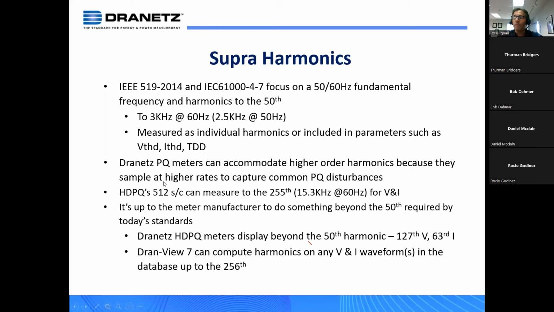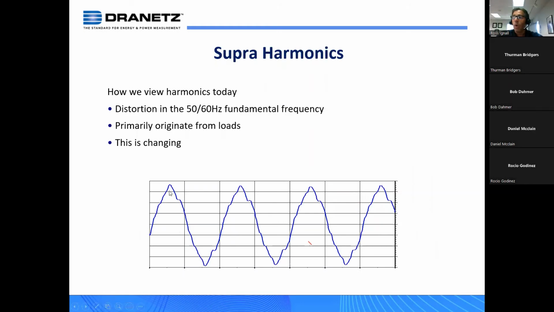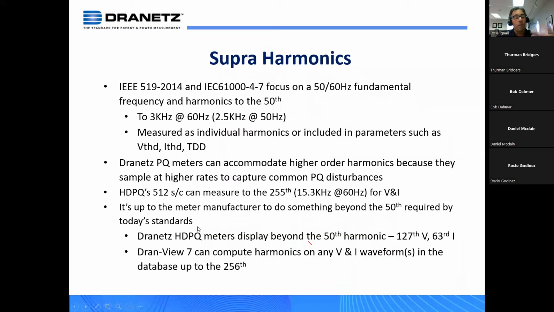So what that means in theory, we have the HDPQ family and some of our other products. They digitize at 512 samples per cycle. I'll just go back a slide. I take one AC cycle and I have 512 digitized points I use to represent that in the computer of the instrument. So theoretically, that can bring us out to the 255th harmonic, 15.3 kilohertz at 60 hertz for both voltage and current. That's way higher than the 50th harmonic that is required by these standards.